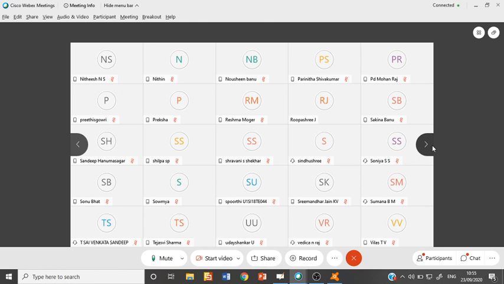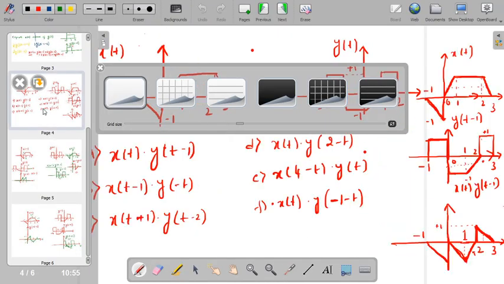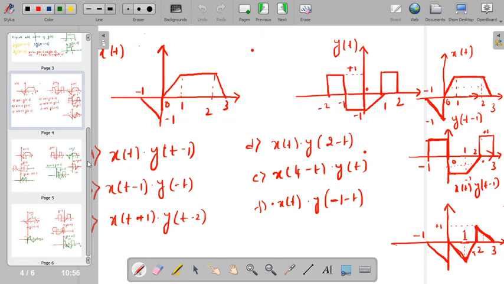Okay, so I will stop here and you try to do the other problems also. There are 2 more, I think: x of 4 minus t into y of t, and x of t into y of 1 minus t. Try to do those also, and let us do them again in the next class.